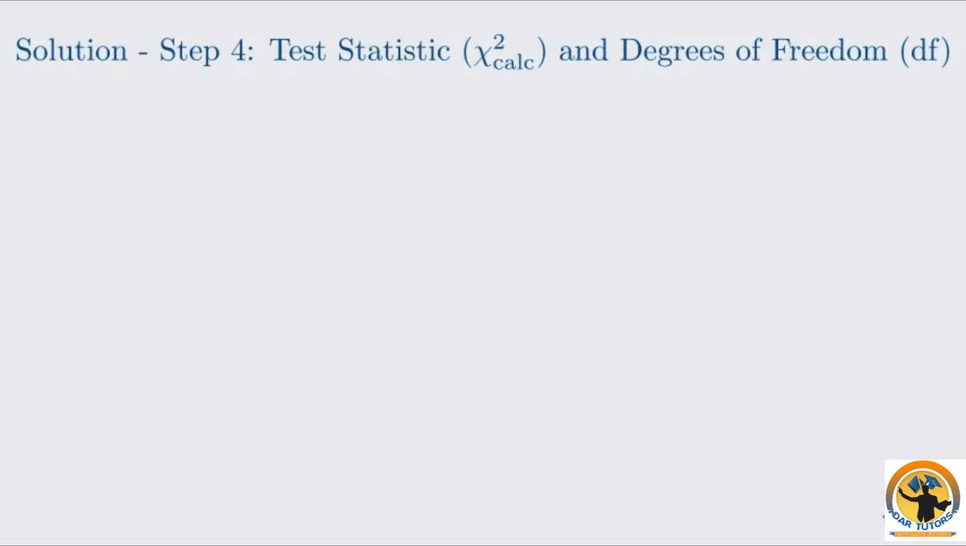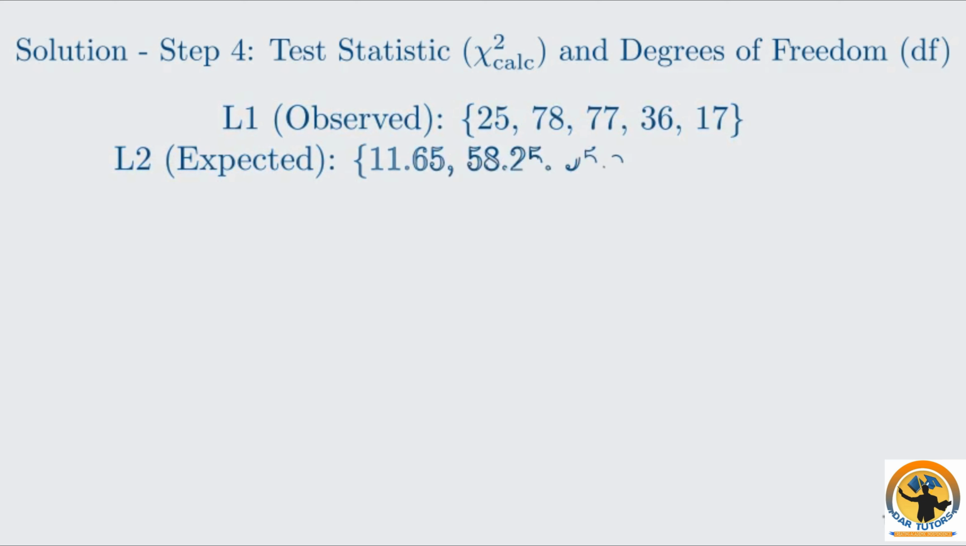Let's complete our third practice question. We have our hypotheses, significance level, observed and expected frequencies. We can now find the test statistic and conclusion. Step 4. Find chi-squared calc and DF. There are 5 categories in our table, so the degrees of freedom is 5 minus 1, which equals 4. We'll use our calculator. Enter the observed frequencies in L1 and the calculated expected frequencies in L2. Perform the chi-squared GOF test with DF equals 4.